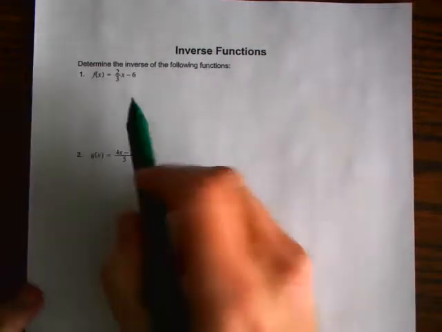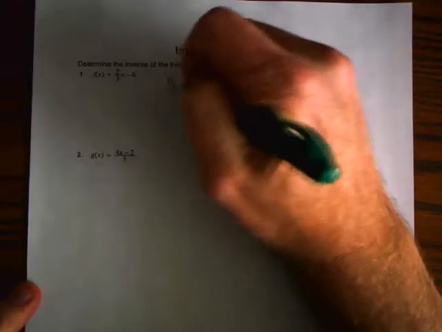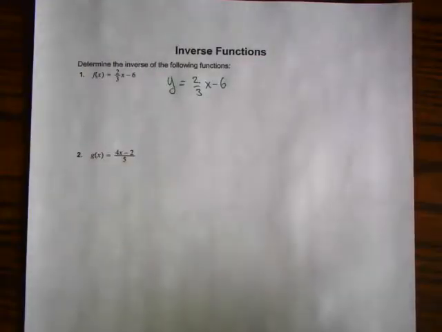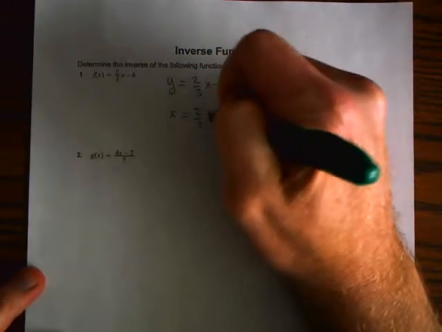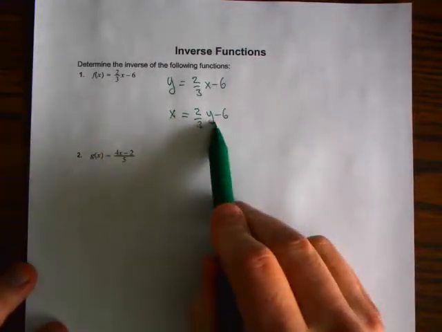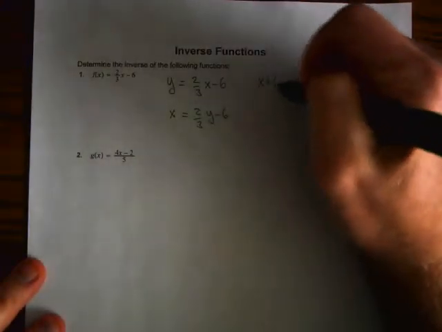So to find the inverse function of this, we're going to write y equals 2/3 x minus 6. The reason we write y is that it's easier to write than f of x. The big thing we noticed is inverse functions switch the x and the y, so I'm going to switch x and y. I'll write x on this side and 2/3 y minus 6 on that side. Then I need to get this y all by itself. To do that, I would add 6 to both sides.